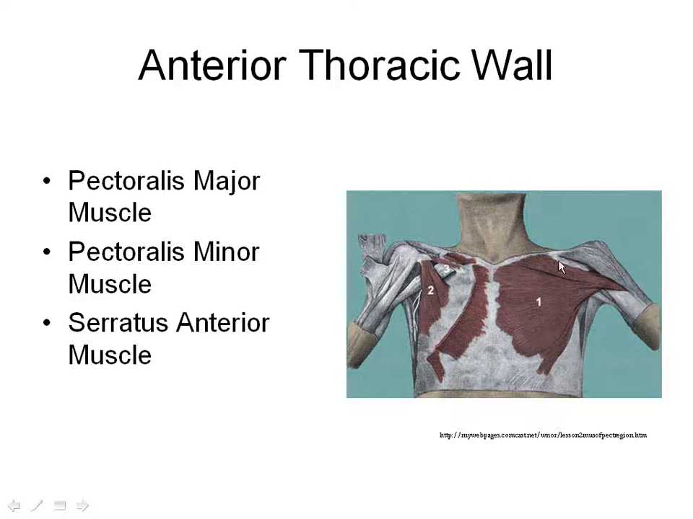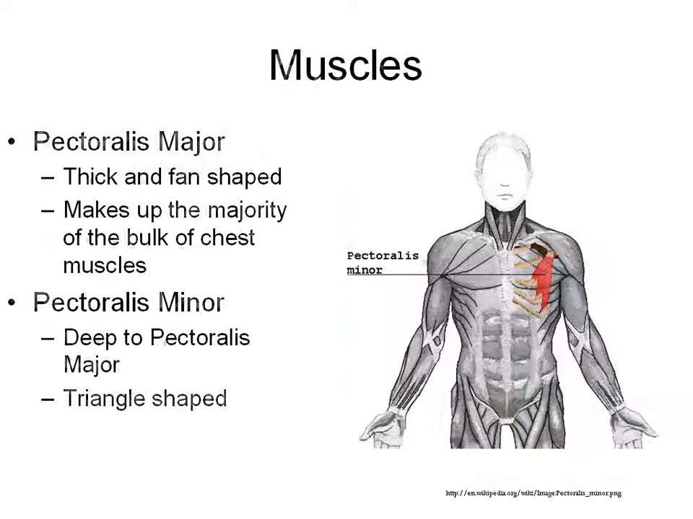So here's pectoralis major. If we cut pectoralis major away, we will see pectoralis minor, and then we'll talk after those about serratus anterior. So pectoralis major, that's your pec muscle. It makes up the bulk of the chest muscle on both males and females. It is very thick. It takes on a fan shape. Again, if you remove pectoralis major, underneath you will find pectoralis minor. Pectoralis minor is deep to pectoralis major, and it's smaller and more triangle-shaped.